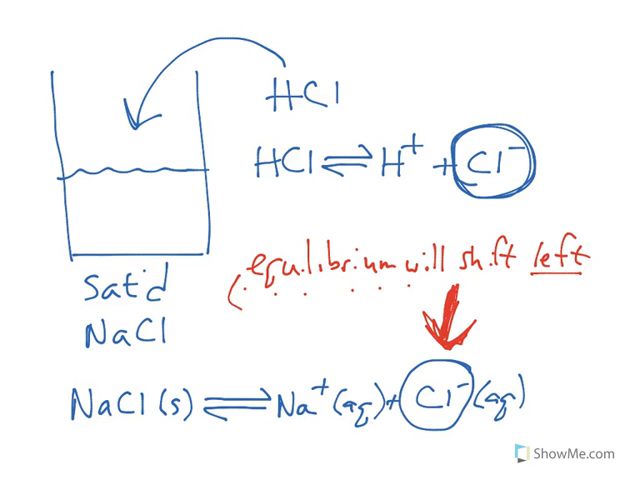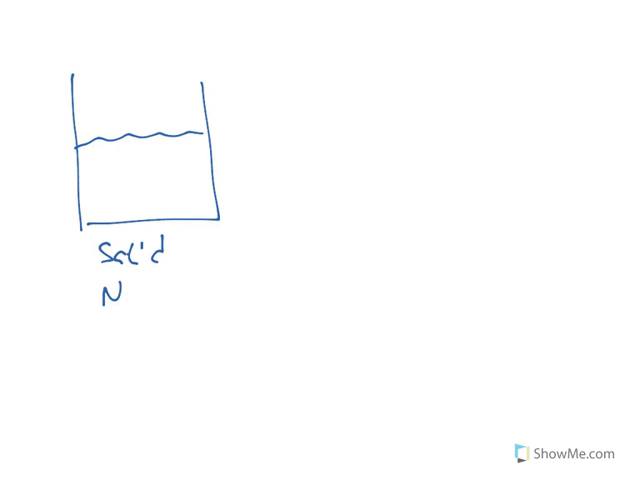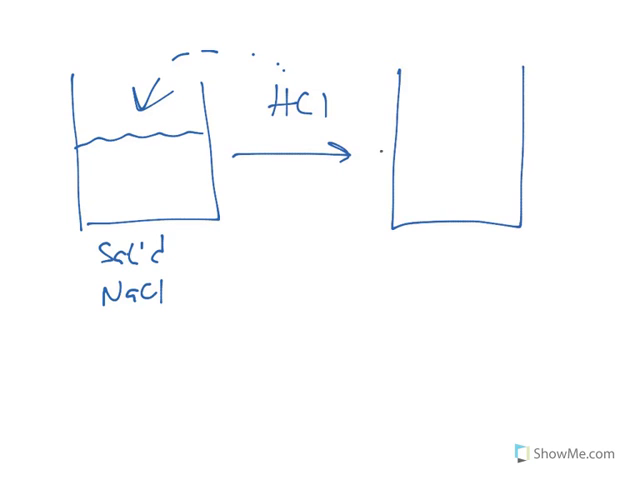So what is my solution going to look like? What is going to actually happen visually? What would you imagine you're going to observe if you have saturated NaCl and you add HCl? What you're going to see, again, here's the equilibrium.